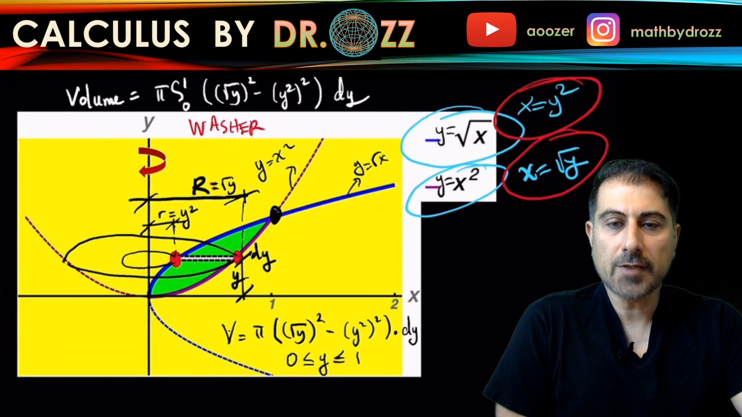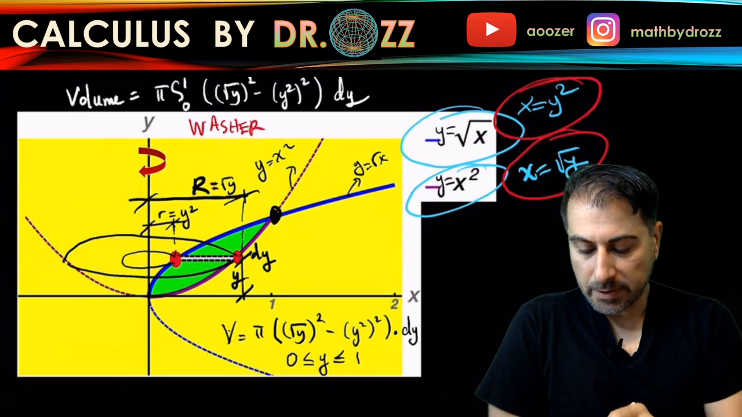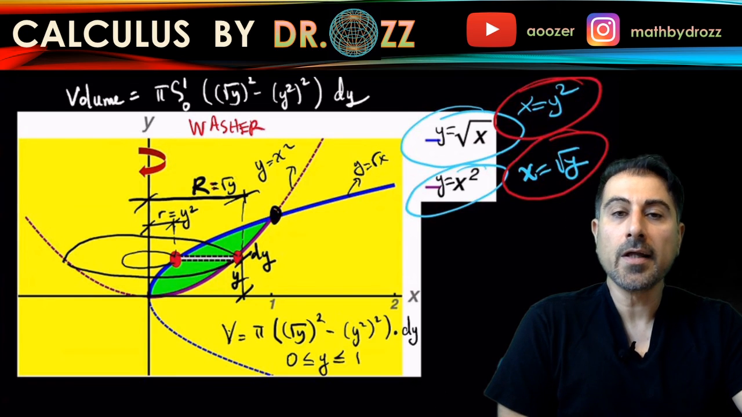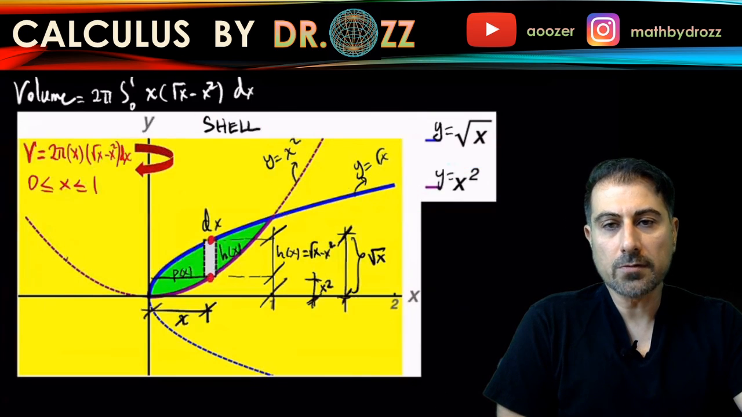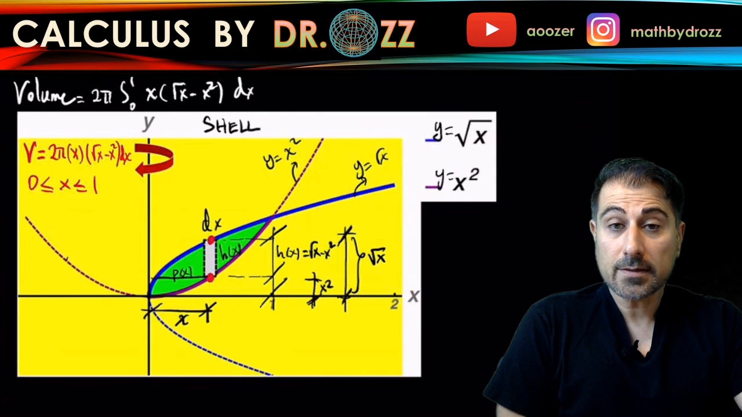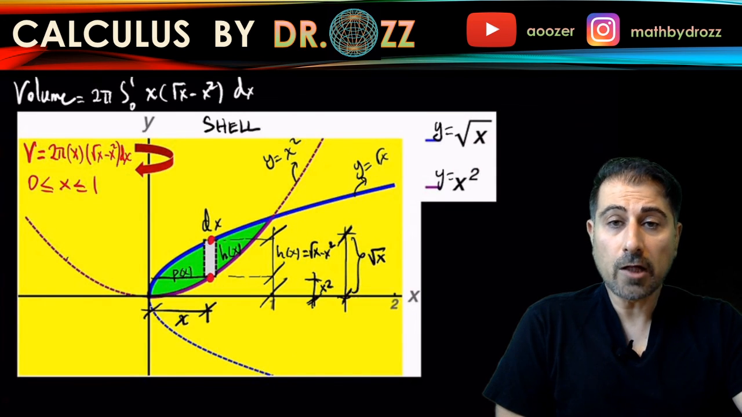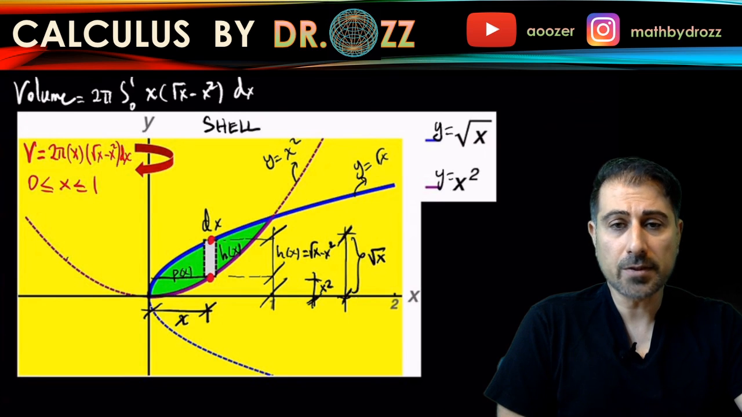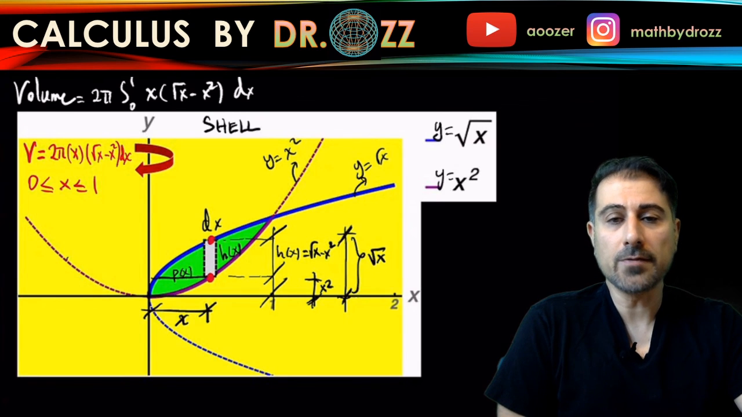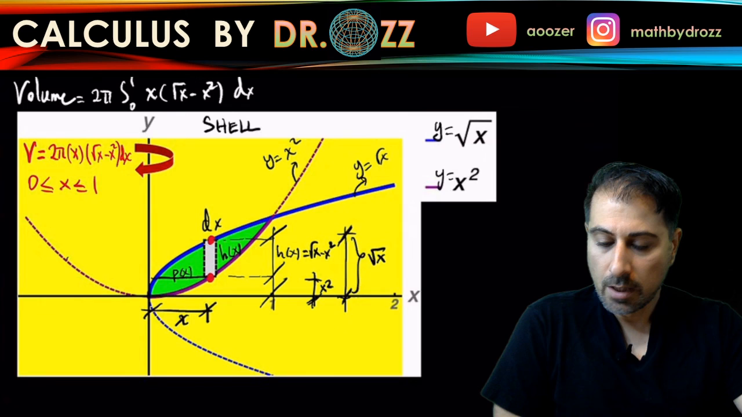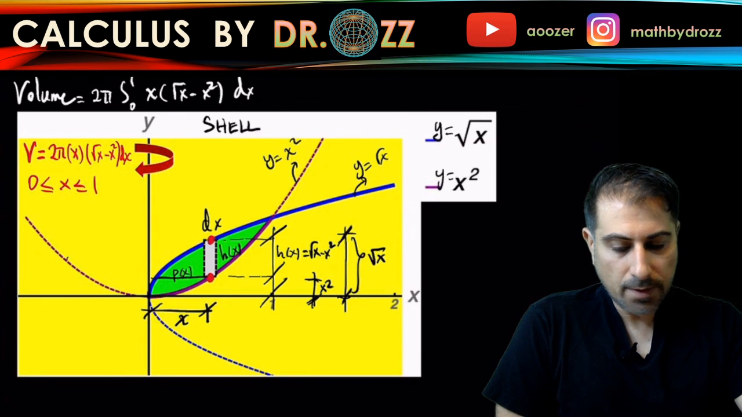So in this case, we wrote the integral in terms of y. In the previous case, we used the shell method and wrote the integral in terms of x. Both volumes are exactly the same, because we're going to get the same three-dimensional object. So I think that's the end of it.